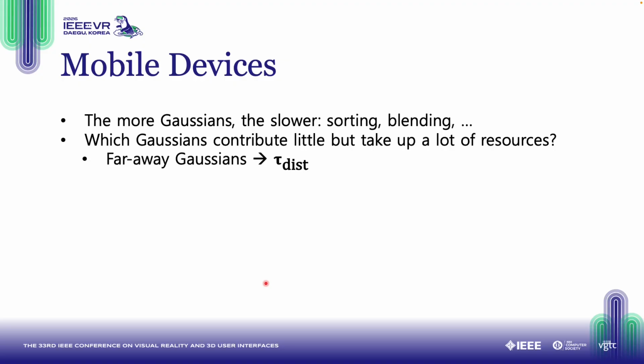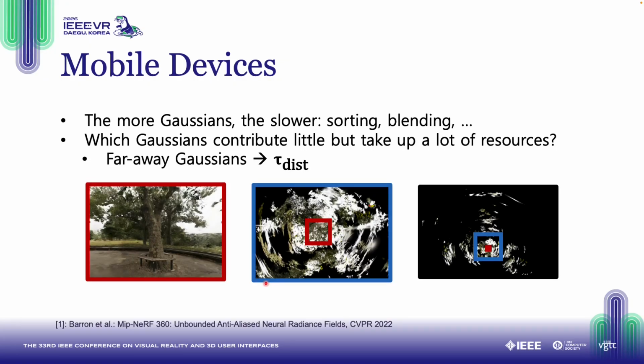The first one is the distance threshold tau dist. This model of a nature scene from the mip-NeRF dataset showcases that many Gaussians are far out. The rendering, which is here in red, contains only a small subset of the Gaussians visible from bird's eye view, visible here in the middle image and here on the right hand side. Therefore, when deploying a scene on a mobile VR device, we simply abstain from rendering Gaussians above a certain distance threshold.